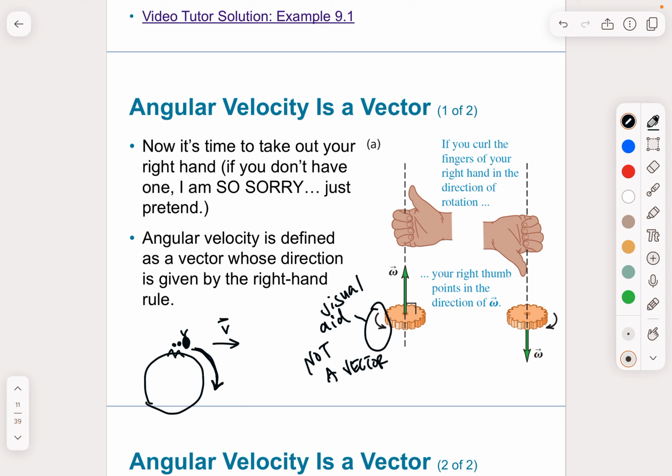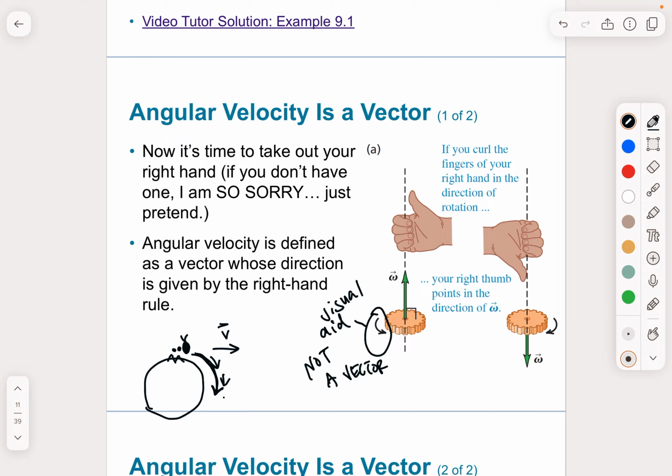So the question is, if this ant is now rotating in a circle, what is the direction of its angular velocity vector? Well, it's not the tangent, right? That's going to be the linear velocity vector. It's not any of these. These are all linear. What it is, your thumb is going to point into the page, because the fingers of your right hand are going to follow that curved arrow, and your thumb is going to be pointing into the page. So the angular velocity vector of the ant is actually into the page.